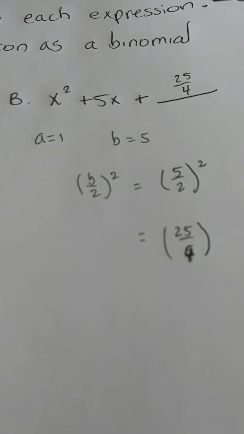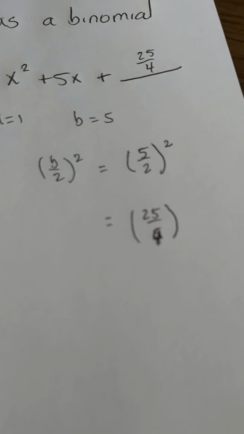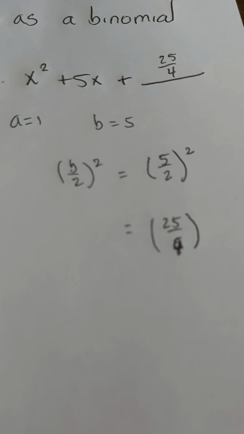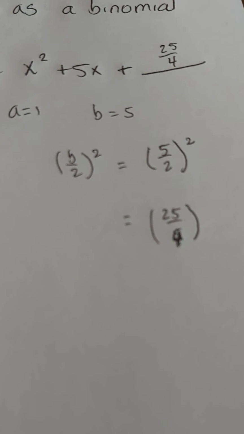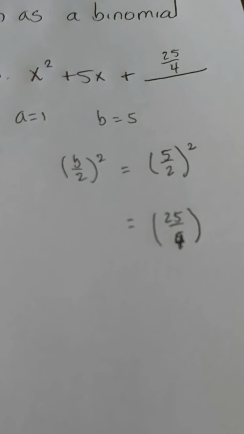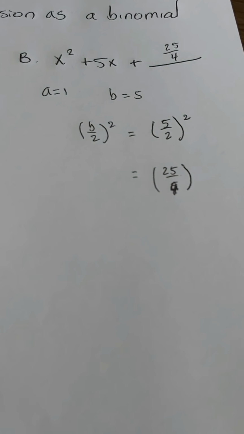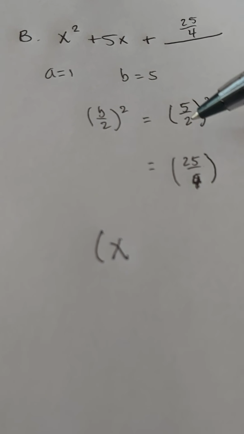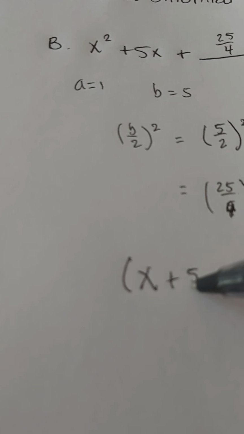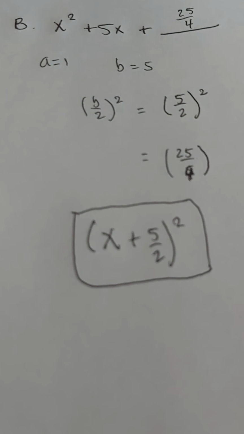Okay, we are going to leave it like this, because if we divide, it won't be a whole number, it will be a decimal, right? So we're going to leave it as a fraction. Now let's write this as a binomial squared. Simple. x, what was half of b? It was 5/2, so x plus 5/2 squared, and that would be our binomial squared.